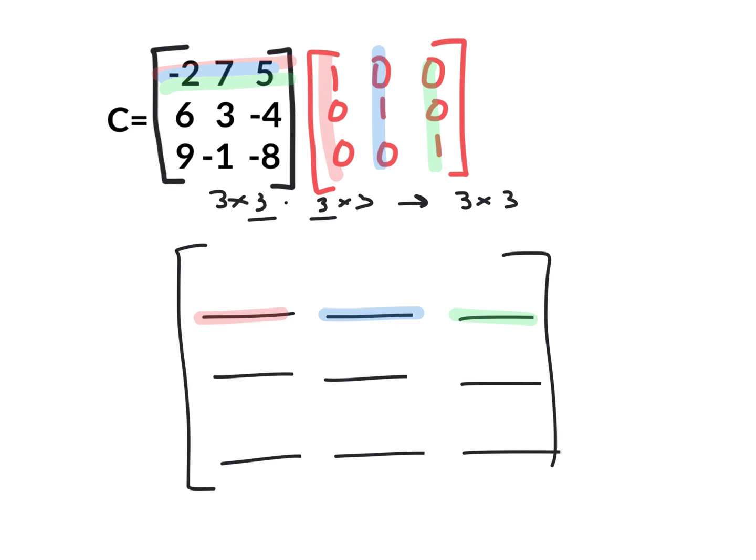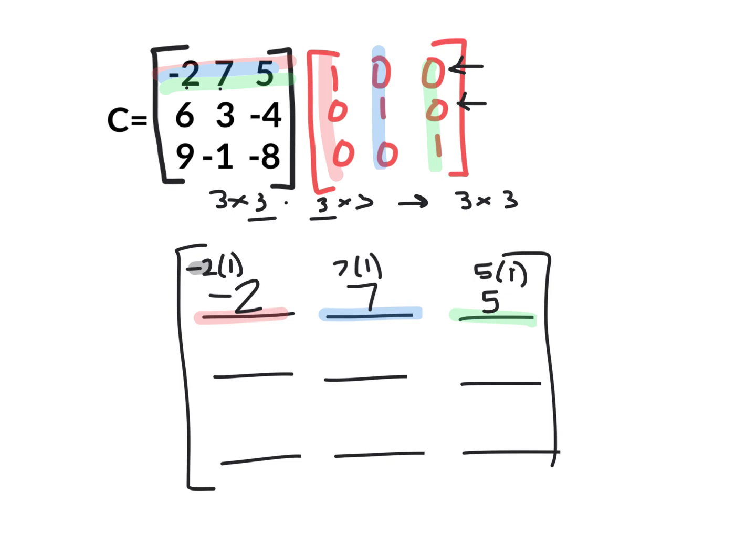When I do this and I match the multiplication up, notice that in the first row I get -2 times 1, and then I'm going to have 7 times 0 and 5 times 0, which are both going to equal 0. So this first spot is just going to equal -2. In this first row, second column, the first value is going to be -2 times 0, which is 0, 7 times 1, and 5 times 0, which is going to just give me 7. And then in the last column, I'm going to be multiplying by zeros in these first 2 numbers. So I'm just going to be left with the product of 5 times 1, which is 5.